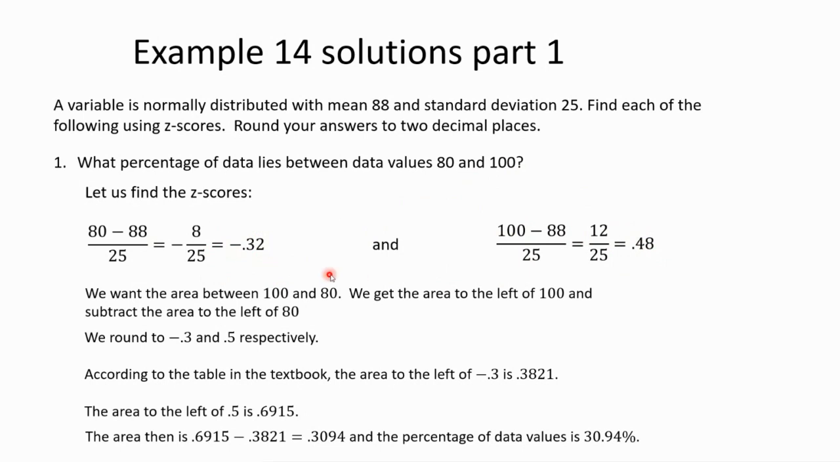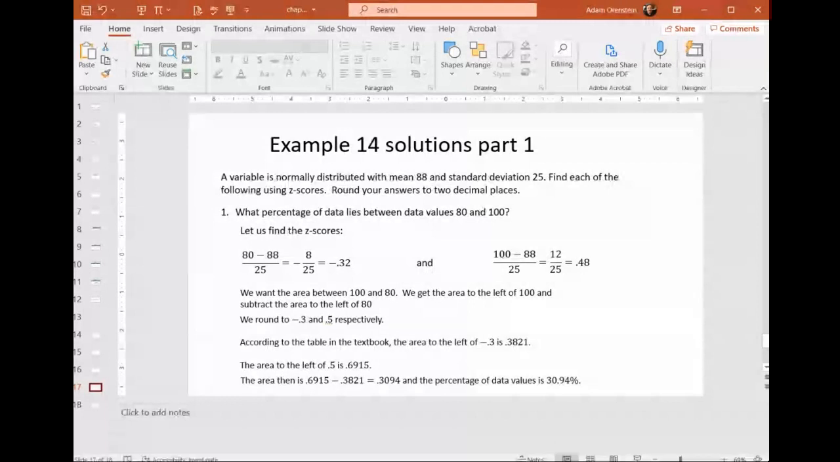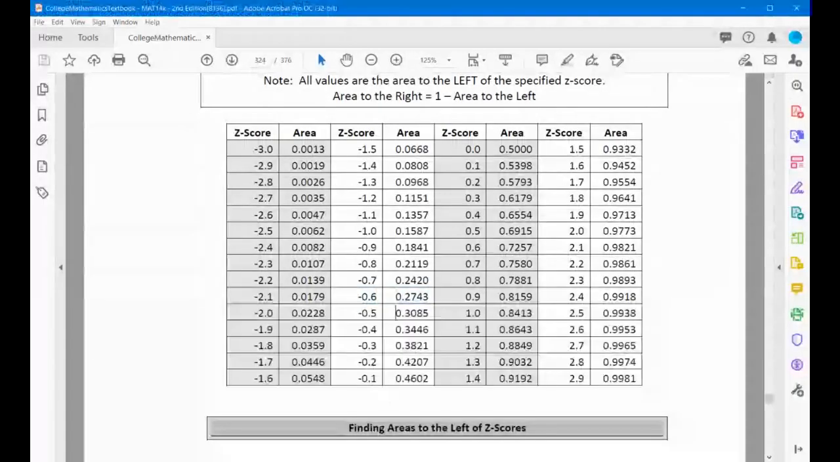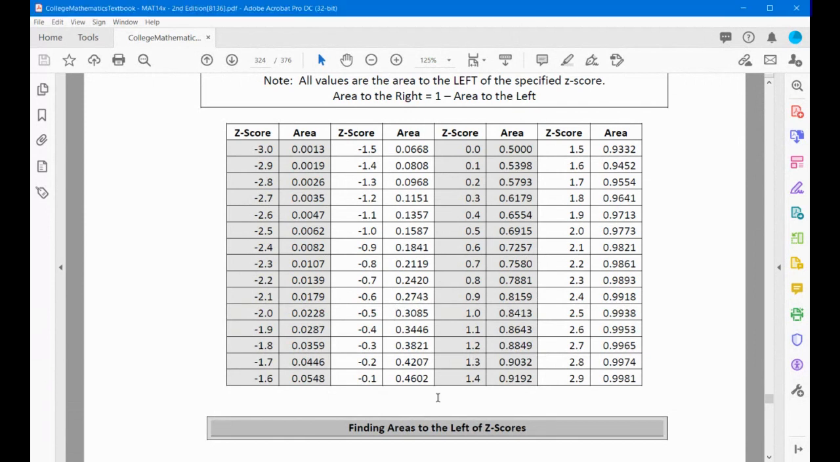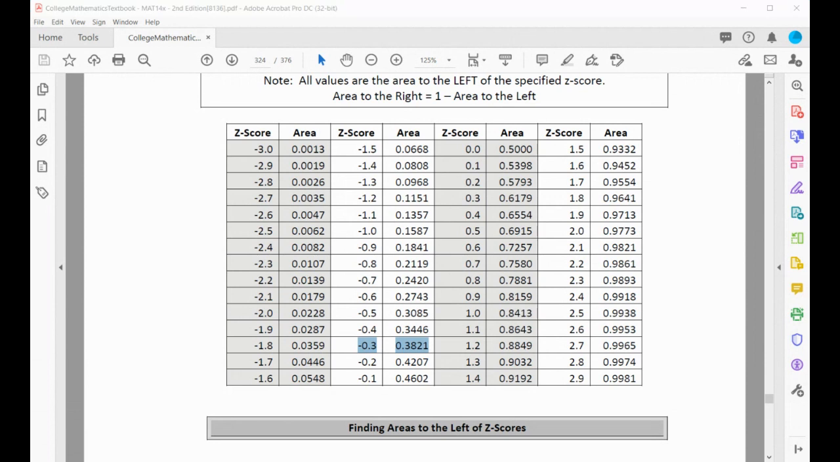Now, again, in that table, I guess I should share the table. Let me do that. You're not going to see negative 0.32 or 0.48, so you have to round. So let me share the table again. Okay. So again, here we want negative 0.32, but negative 0.32 is not there. So what do we do? We use negative 0.3, as you can see. And that's about 0.3821. And we also need the area to the left of the other one, 0.5.